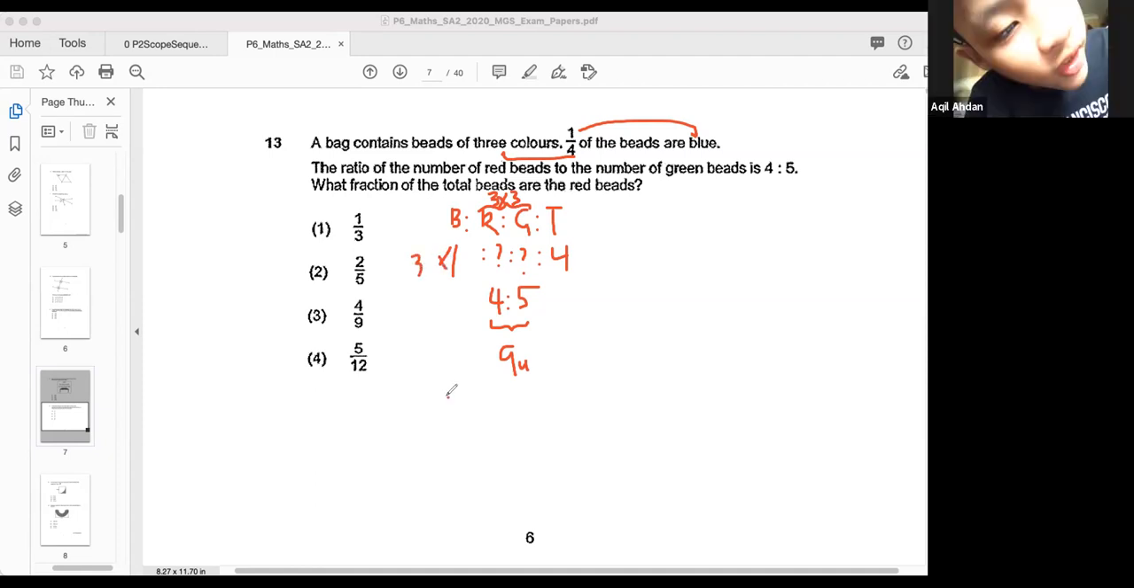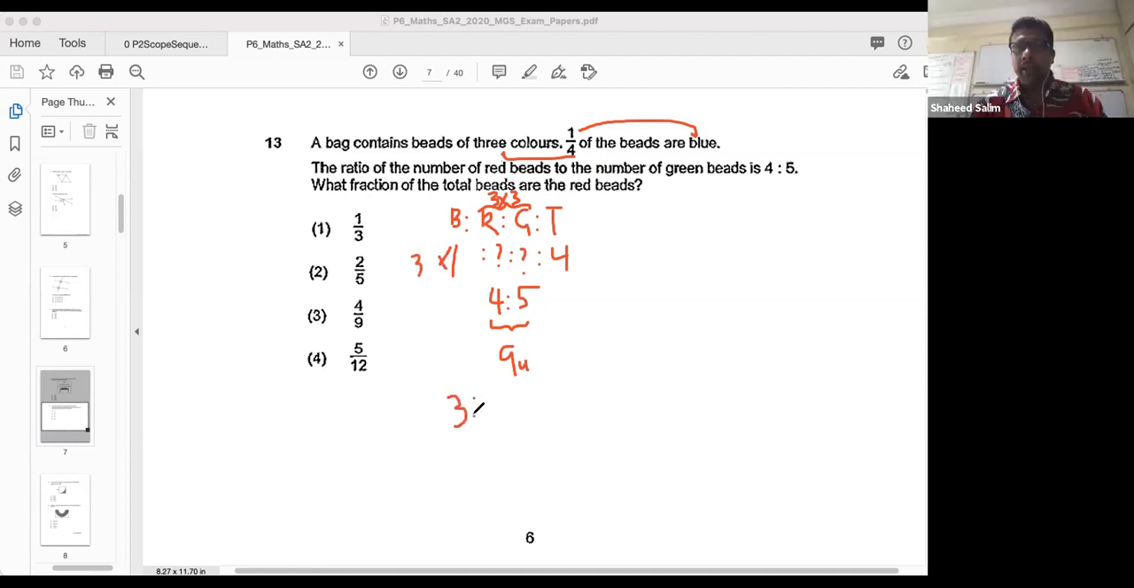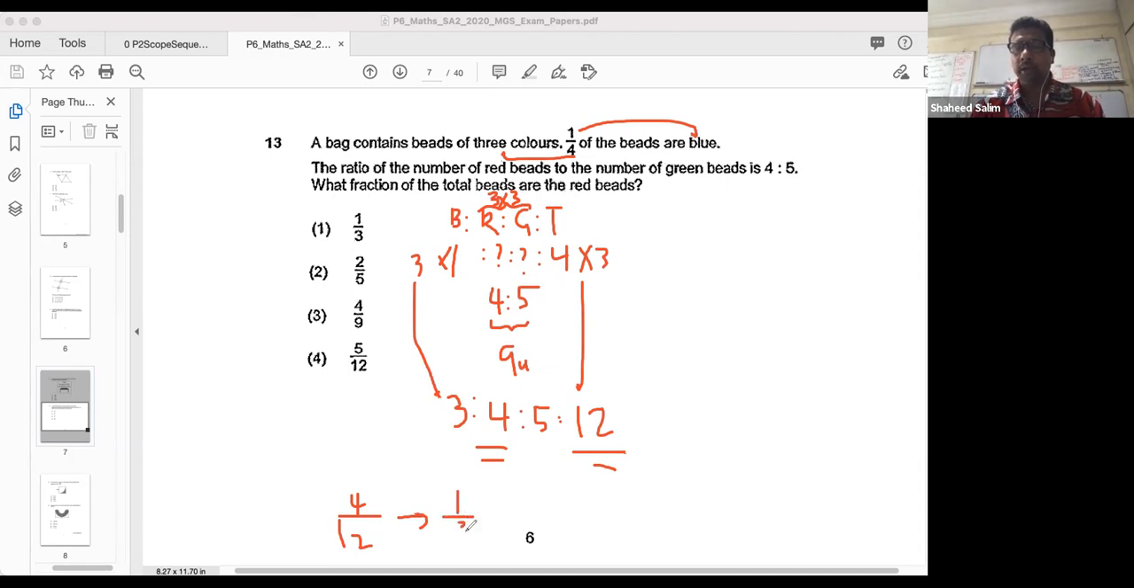So blue is 3. Then total, you times 3, so 12. Total is 12. Red to green is 4 is to 5. Now they want red to total, 4 is to 12. So 4 over 12, we divide by 4, 1 is to 3.